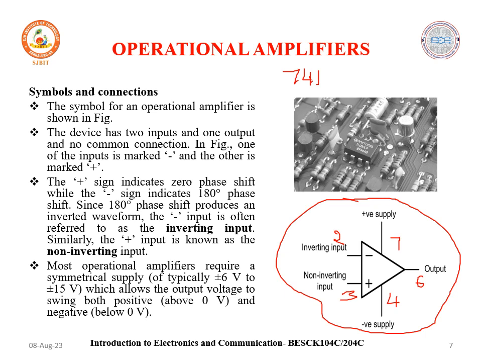Most operational amplifiers require a symmetrical supply. So plus or minus 6 volts up to plus or minus 15 volts we can apply for the positive and negative supply, which allows the output voltage to swing both positive and negative.